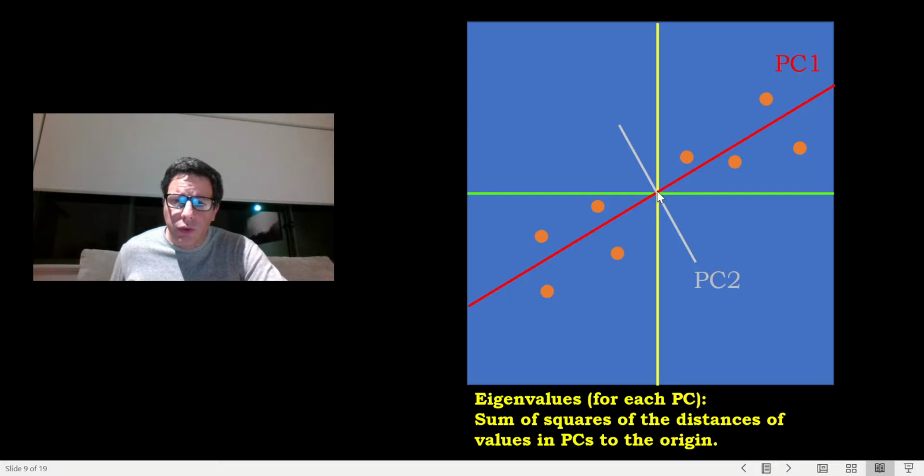Then we calculate the distance between the origin and those places where these observations were projected to in the principal component. And we do the same with all the values. So you're going to have these values here. They will be negative because the values will be lower than 0, and these ones will be positive because they will be higher than the mean.